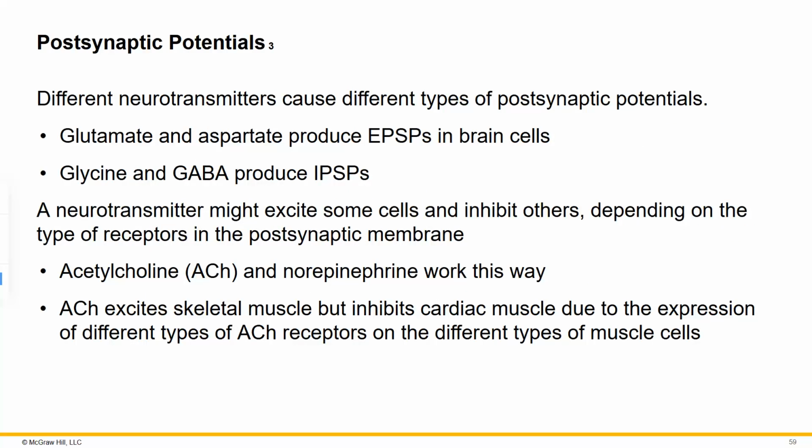Different neurotransmitters cause different types of postsynaptic potentials. Glutamate and aspartate produce EPSPs in brain cells. Glycine and GABA produce IPSPs. A neurotransmitter might excite some cells and inhibit others, depending on the type of receptors in the postsynaptic membrane. Acetylcholine and norepinephrine work in this way. Acetylcholine excites skeletal muscle but inhibits cardiac muscle due to the expression of different types of acetylcholine receptors on the different types of muscle cells.